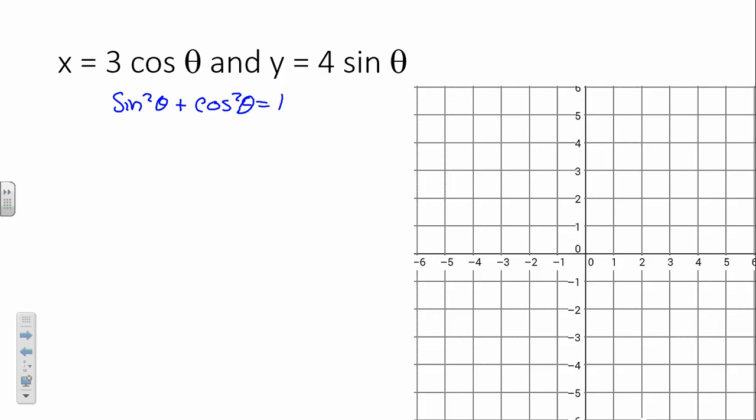Okay, so if we're going to use that, we would need to substitute some things in, right? So y here is going to be equal to the sine of theta as long as we divide it by 4. How would we get the sine of theta by itself? So we can square it and substitute it in. That makes sense? And the cosine of theta would be x over 3. So far, so good.